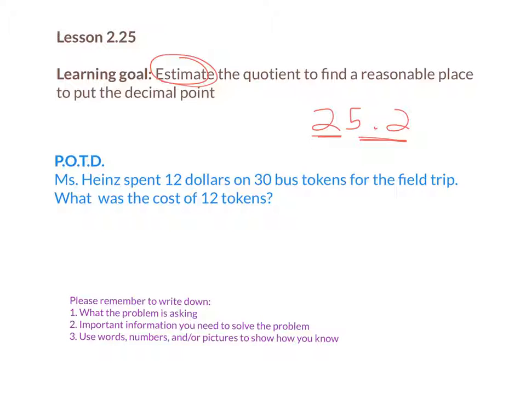Today we're using our estimation skills. We're going to estimate the quotient in order to help us find a reasonable place to put the decimal point, okay? Remember that where we put the decimal point really changes the size of the number, right?